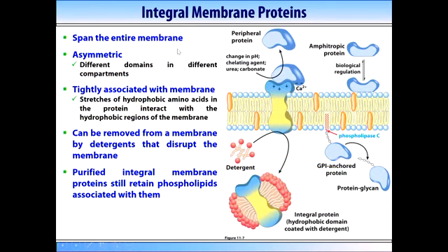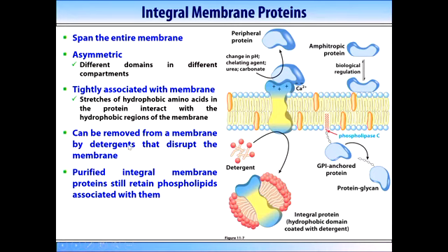The ones which span the entire membrane. These are the proteins which basically traverse the lipid bilayer. These proteins in many cases are asymmetric, so they have domains that are different in the inside and outside compartments. These proteins are tightly associated with the membrane, and they cannot be removed by any sort of high salt washes, as in the case of peripheral membrane proteins.